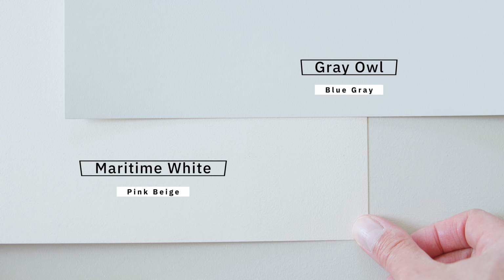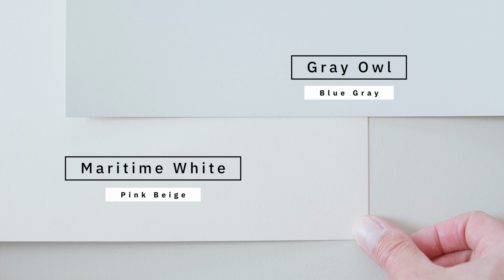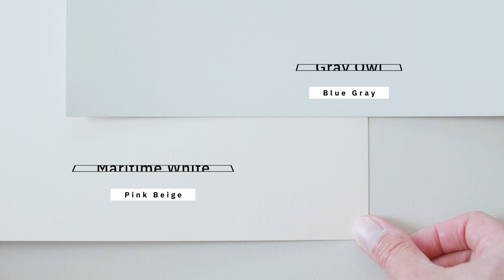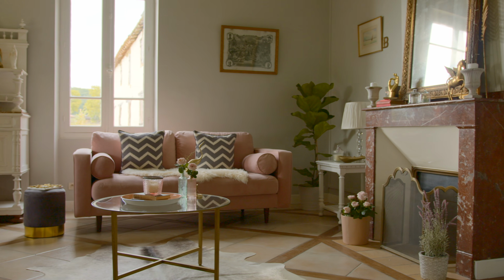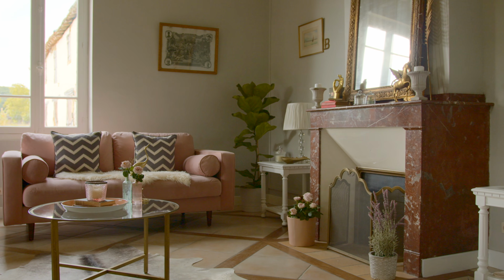Watch this. When you compare Maritime White with Gray Owl, you instantly see the pink beige in Maritime White. When you pair a pink beige correctly, it should not look like a pink wall. That's super important. That's why I say you really got to take your time. You got to be mindful with the type of lighting that you have in your home, not just the fixed elements, and also don't forget about your interior decor.